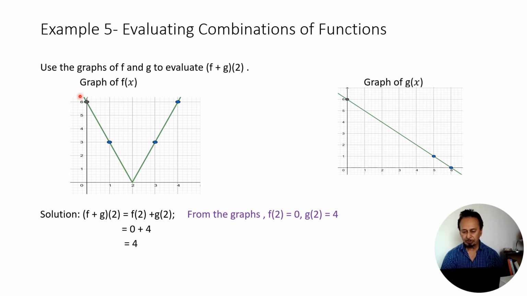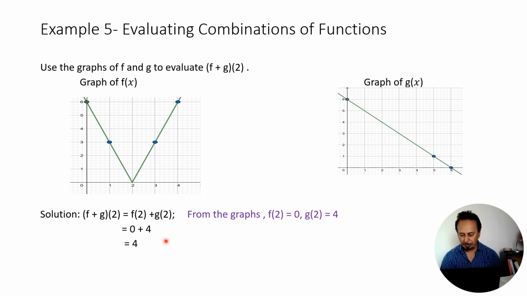Example 5. We are now given the graphs. This is the graph of f of x and this is the graph of g of x. And we want to find f plus g defined over 2. So we start with f plus g defined over 2. By definition, we simply first find f of 2 and then find g of 2 and then add.